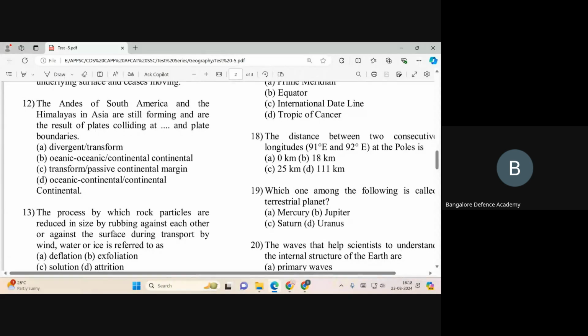Because one plate will be subducting, another plate will be rising. The folding will be happening. That's why these are called fold mountains. How the fold mountains are formed is, for example, you take this. I kept it like this. This is one plate and this is another plate.